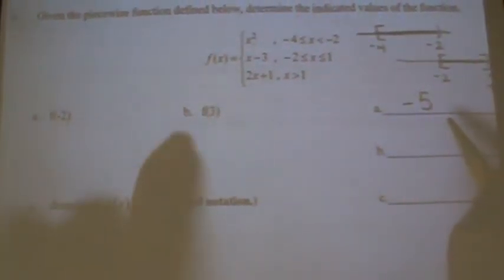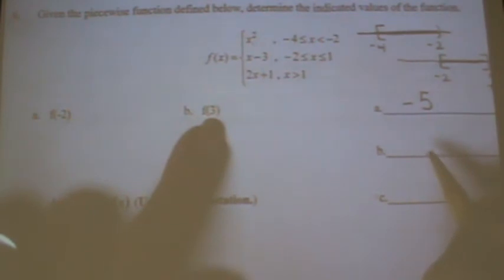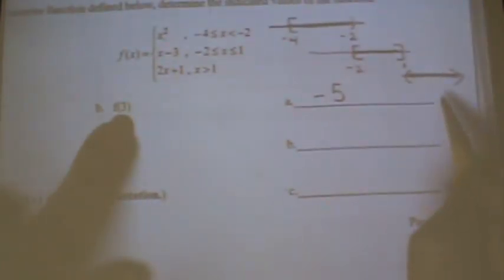Yep. And what about this one, 3? Plug 3 where? To the last one. 3 times 2 is 6, and 6 plus 1 is? Oh, 6 plus 1 is 5. No, 6 plus 1 is 7.